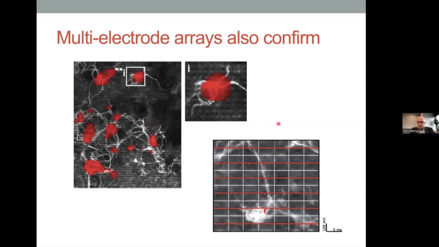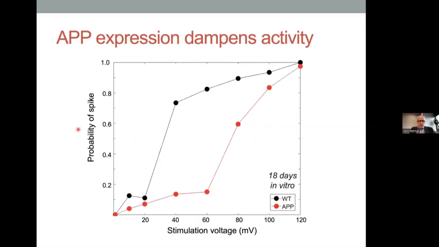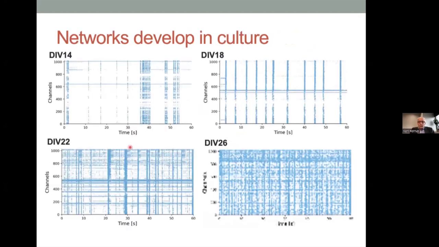And what we find that is interesting is that using these multi-electrode arrays to stimulate the cell, the cell normally will respond to millivolt stimulation between 20 and 40. If that neuron has been transfected one week earlier with APP, you see that it takes much more current or much more voltage to stimulate the same spike probability. So this overexpression of APP dampens neuronal activity, and that's at the level of the single cell, but you can also see it at the level of the network.